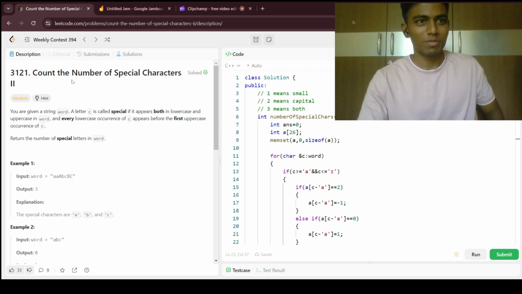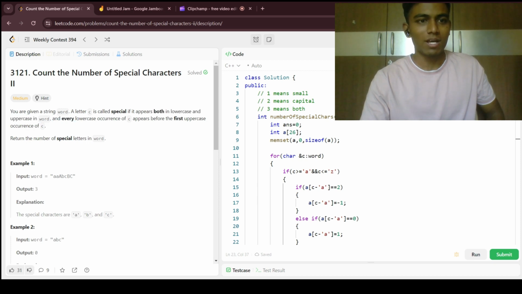So today we are going to be solving weekly contest 394 second question, which is count the number of special characters two. We are given a string word, and it contains small letters as well as capital letters. And then we need to find the number of special letters in this particular word. A special letter is one that should contain both lowercase as well as uppercase.